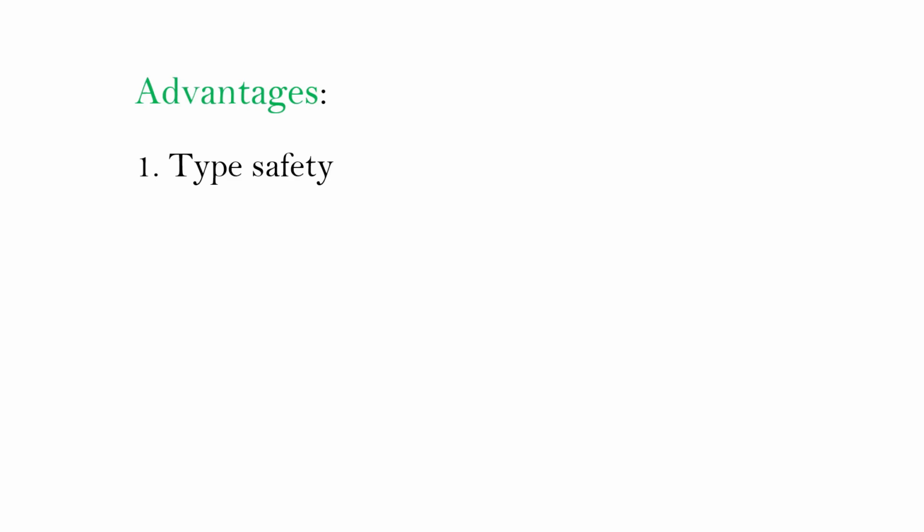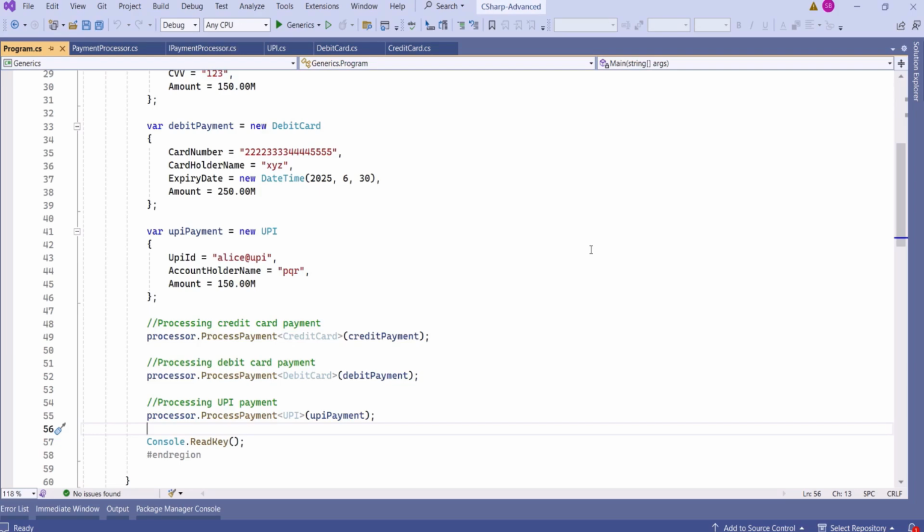There are several advantages with generics. First advantage is type safety. Type safety means the compiler guarantees that we are only working with the correct data type. When we use generics, we specify the type while creating it. Thus, the compiler ensures that only that value goes into that generic type. In this case, no need for typecasting.